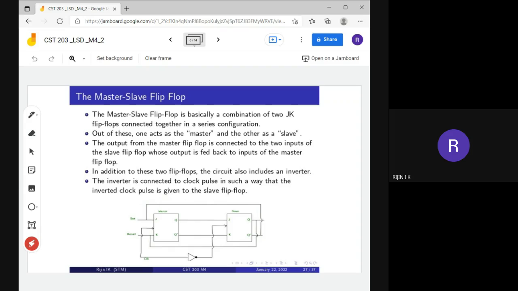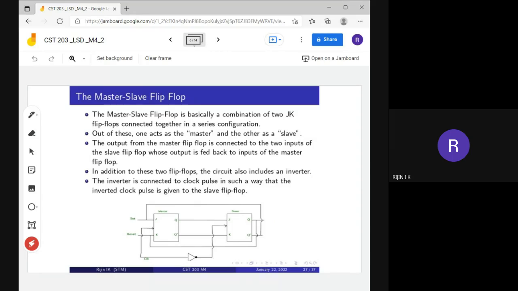In master slave flip flop, actually it is a combination of two JK flip flops, and these two JK flip flops are connected together in a series configuration. The first JK flip flop will act as the master and the second JK flip flop will act as the slave flip flop.